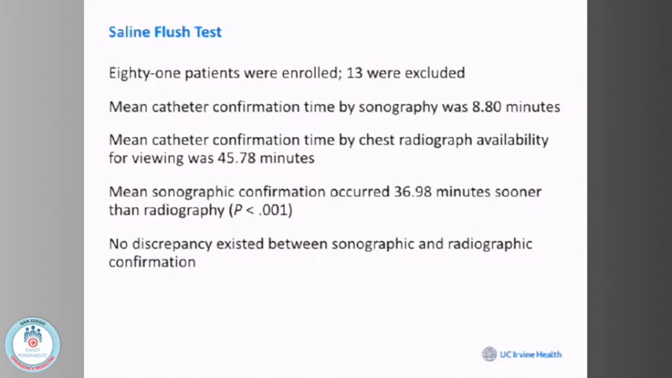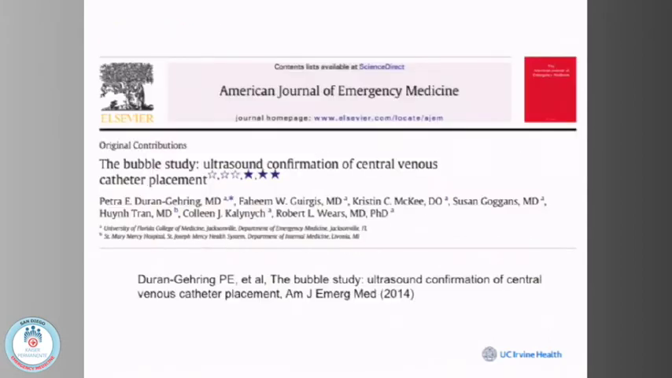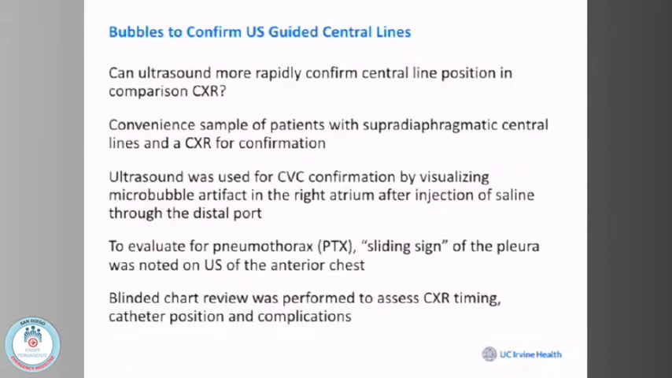To get a reading at radiology was even longer. But if you looked at the sonographic confirmation versus the radiology confirmation, there's a significant p-value, as you would expect. This was another one in the American Journal that did, quote, the bubble study, and they asked the same sort of question: can we confirm these things a little bit faster ourselves rather than having to wait for radiology, and also assess for a pneumothorax.